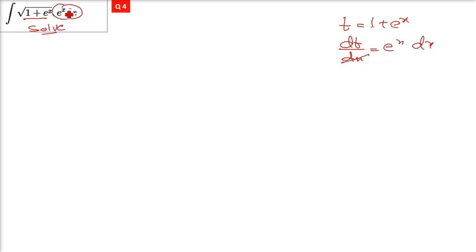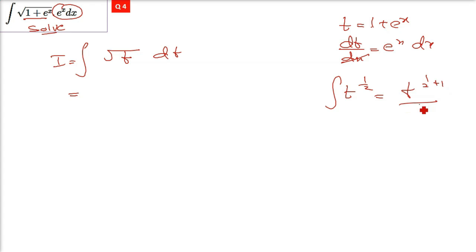dt by dx will be e raised x, and dx you can take to the right hand side. e raised x dx will be dt. So this is going to be under root t. Now under root t is easily integrable. That's why we are in a safe position to solve it. What is under root t? 1 by twice under root t was a differentiation, if you remember. But here the t can be written as t to the power half. Any root is actually to the power 1 by that thing.